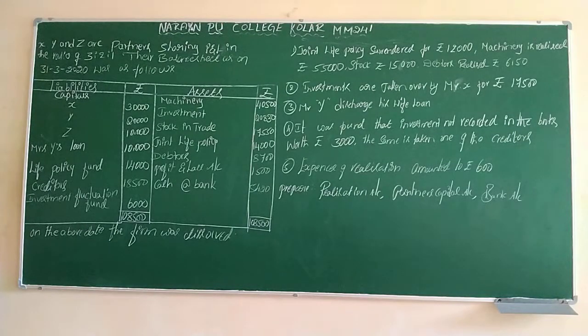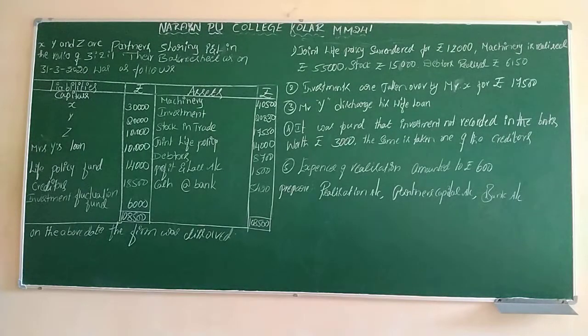Adjustment number 2: investments are taken over by Mr. X for rupees 17,500. It was found that investment not recorded in the books worth rupees 3,000 and the same is taken over by one of the creditors. It is a totally new adjustment for you. Expenses of realization amounted to rupees 600.